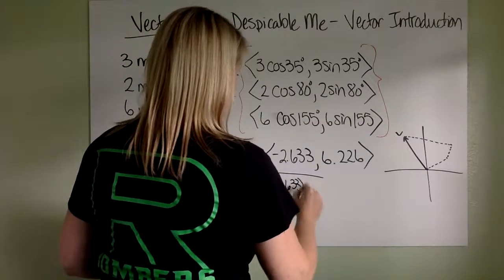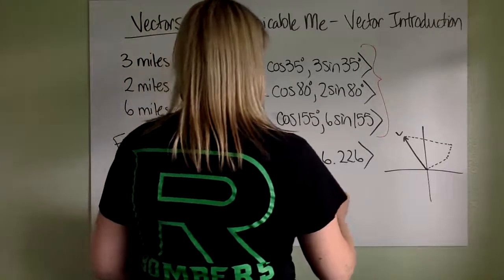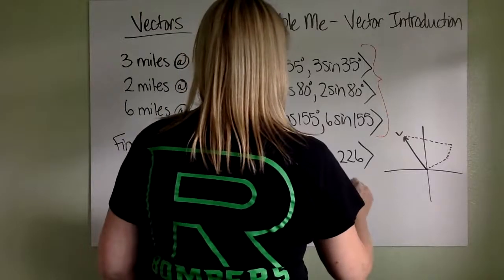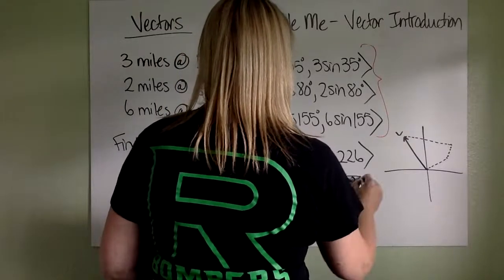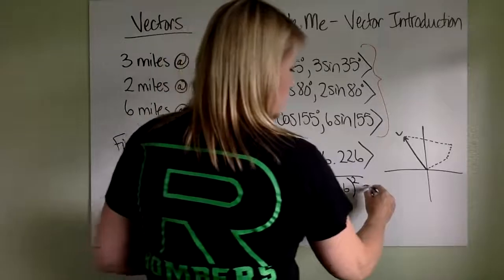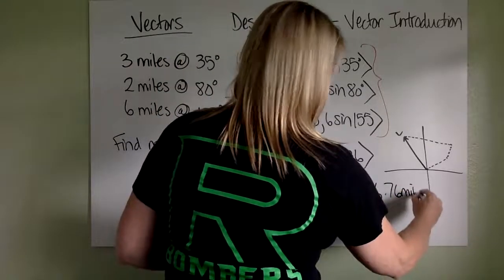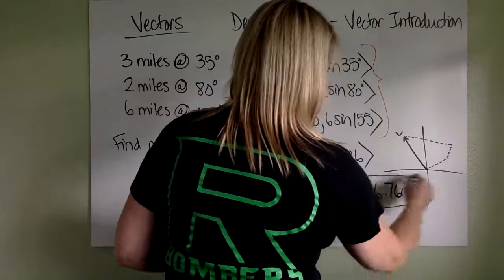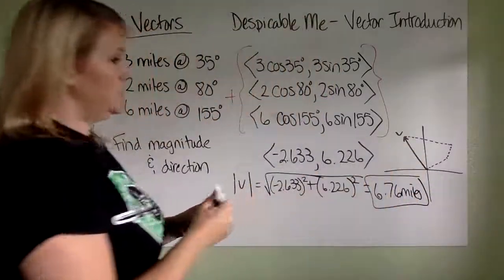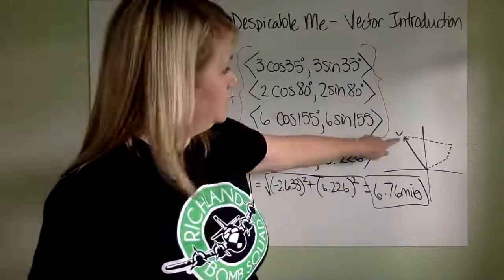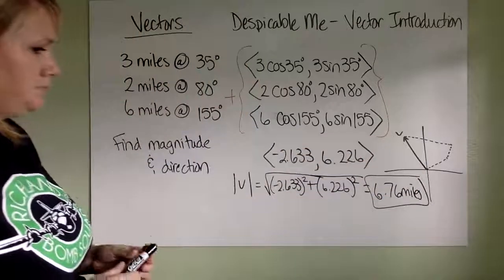Okay, so then we calculate the magnitude of Angela's resultant vector, V, and we do the negative 2.633 squared plus 6.226 squared, and you get 6.76 miles. So she's now about 6.76 miles away from where she started.